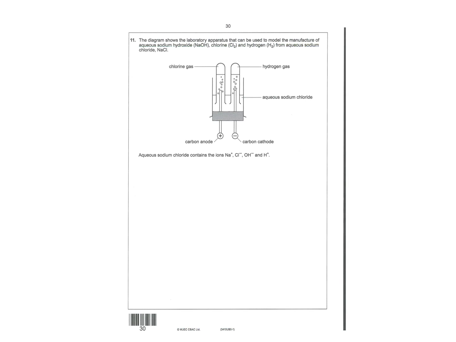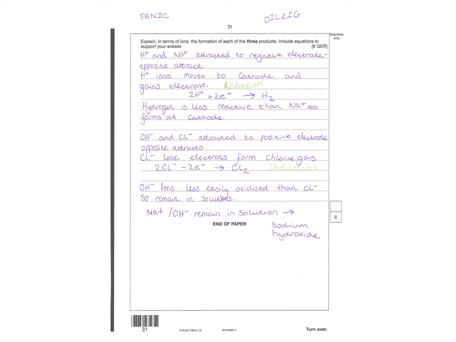And then the last question was a 6 marker. Lots going on with the 6 marker. Okay, so the first thing you need to do is divide and conquer. There are 2 positives and they're attracted to the negative electrode, okay? The H+ ions move to the cathode and gain electrons, so I've given a chemical equation for that and I've called it reduction, okay?